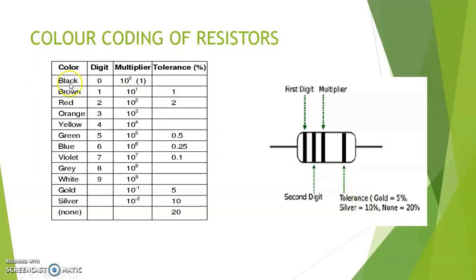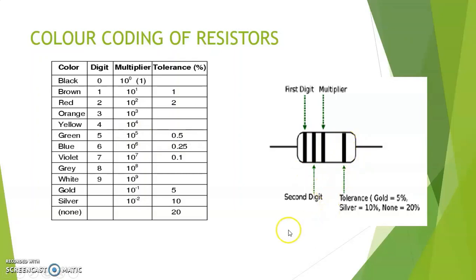You are all aware of B.B. Roy, Great Britain, Very Good Wife, and the digits associated with each of the letters. So if, suppose, it is green, then we can say that it is 5. If the multiplier band is 5, that indicates that after the first 2 digits, you have to multiply by 10 raised to 5. And the last band is called tolerance.